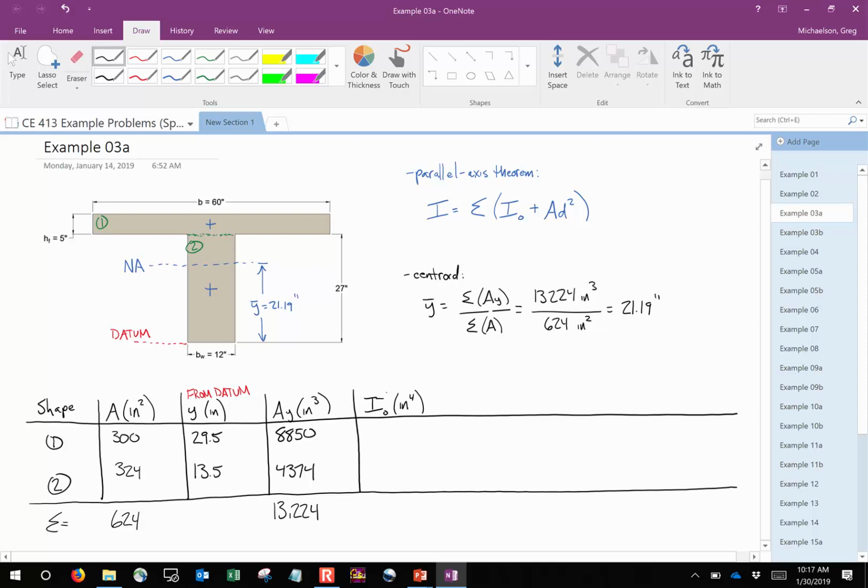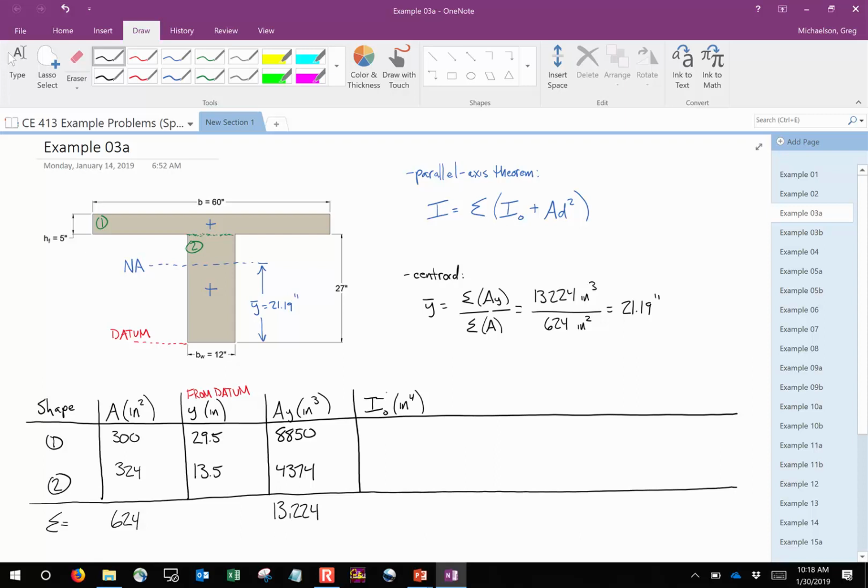And let's write in our I sub naughts. Okay, now, this is where you've got to pay attention. Remind me, what is the moment of inertia of a rectangle? Because ultimately what we've got here are two rectangles. Say it again: B H cubed over 12. But let's be clear, B times H cubed over 12. So it's the width times the height cubed.